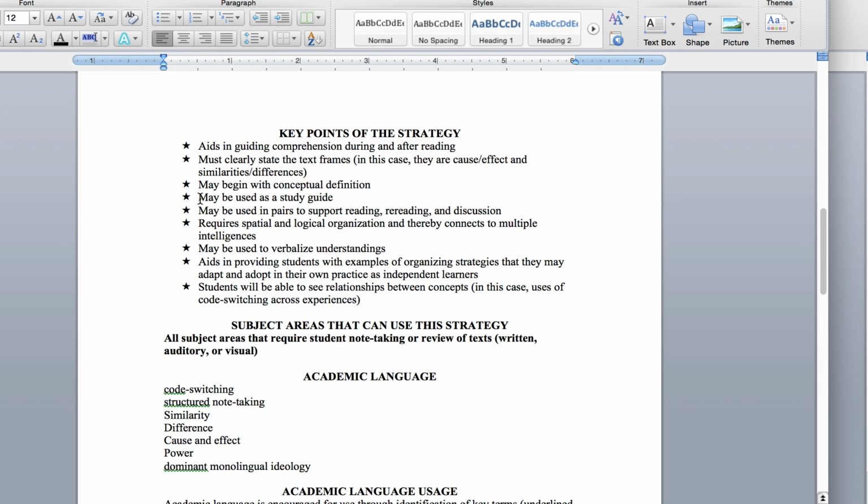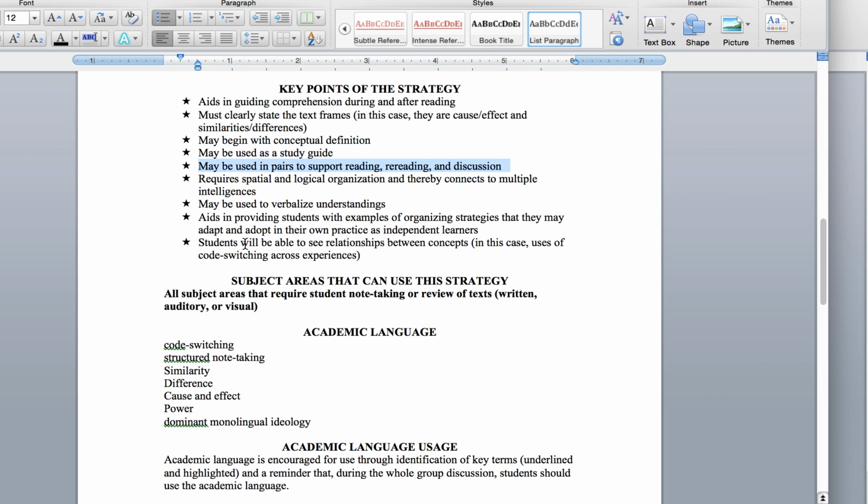It may begin with a conceptual definition on that. May be used as a study guide. So structured note-taking may help with studying later. It can be used in pairs to support reading, rereading, and discussion. This strategy in particular requires that you are able to look at the page and be able to locate and organize spatially and logically. And so it really depends and connects to multiple intelligences, which is Howard Gardner. You may have been exposed to that research and those practices in your social psych class. It also can be used to verbalize your understanding.